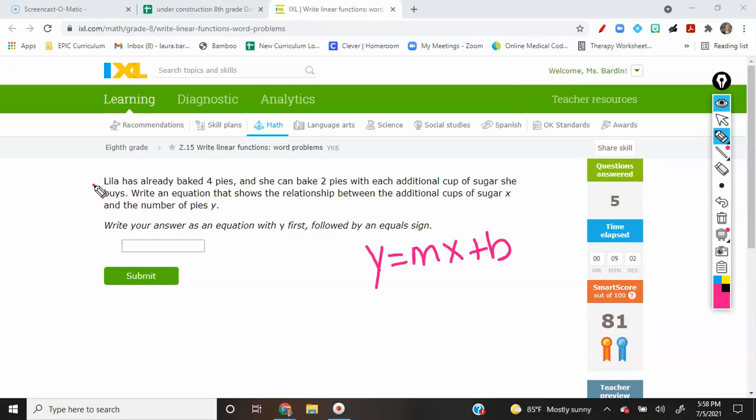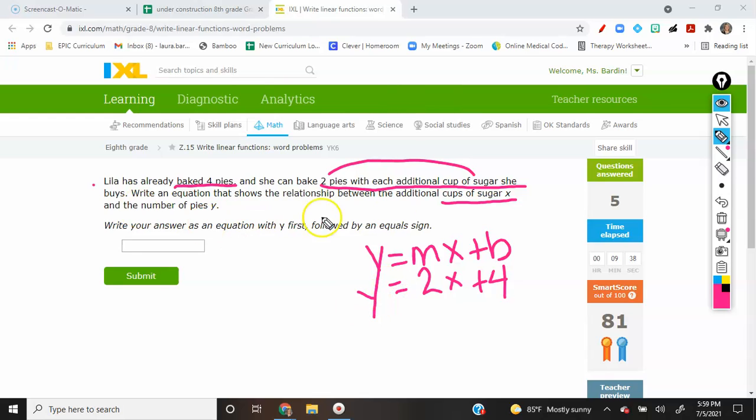So Lila has already baked 4 pies. Where is 4 pies going to go? She's already baked 4 pies. Nice job, plus 4. She's already baked 4 of them. So 4 is actually a starting point. And she can bake 2 pies with each additional cup of sugar. Write an equation that shows the relationship between cups of sugar being x. I already know where my x is. And what goes in front of the x? Well, the 2. 2 pies per cup of sugar. And so therefore, y equals 2x plus 4. That's what it is.